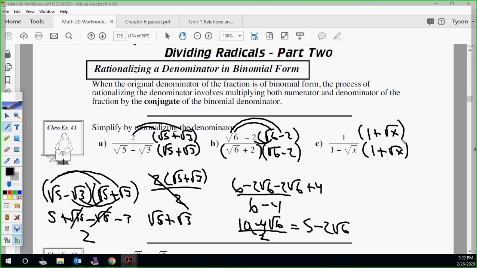The bottom will be what? 1 minus x. 1 times 1 for 1. Negative root x times root x is just negative x. There you go. That's the simplest, yep.